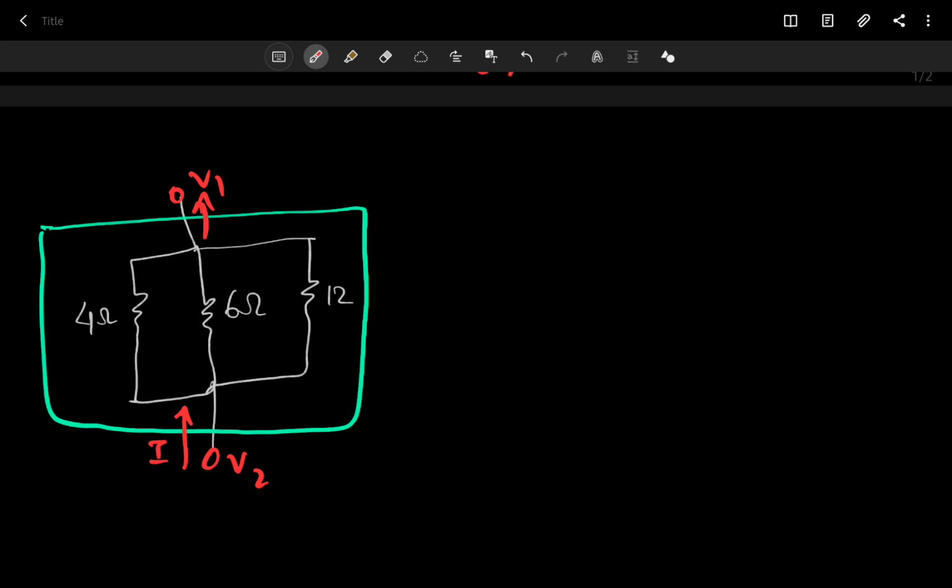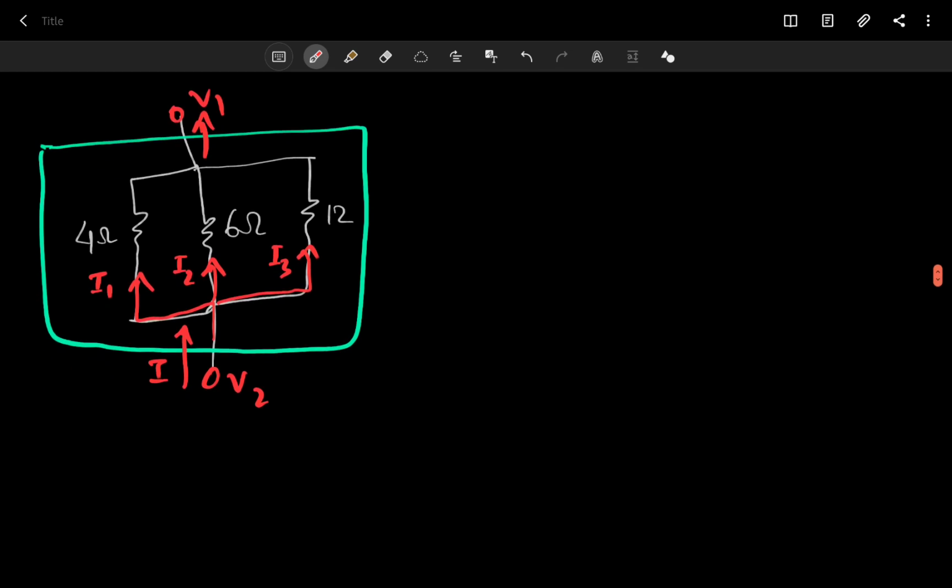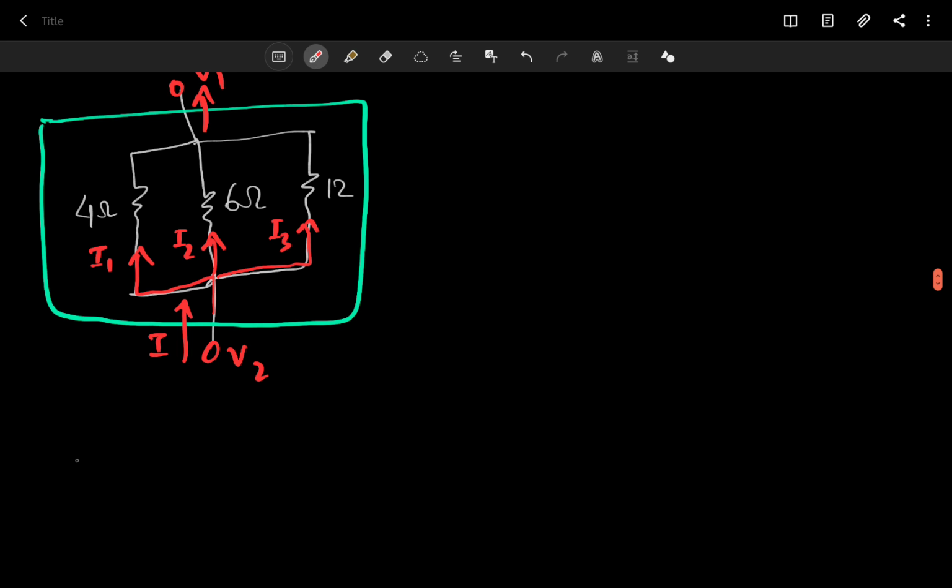One thing to notice here is that the current I will actually split up into 3 branches and 3 currents. So let's call them I1, I2 and I3. If you apply KCL there, you can easily see that I should be equal to I1 plus I2 plus I3, of course, because the current I is splitting up into 3 parts. And those parts are going to meet up again on this side, so they will add up again and you'll have the same current I going out.